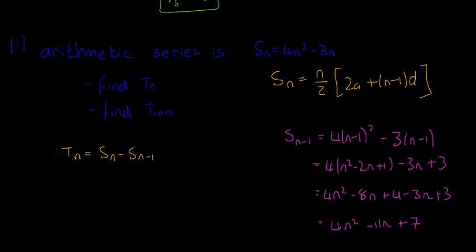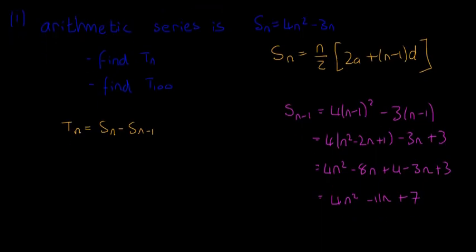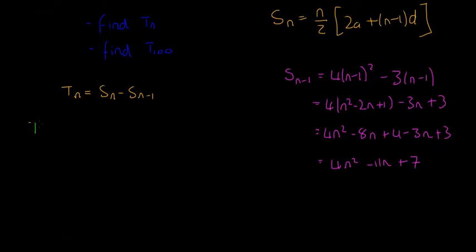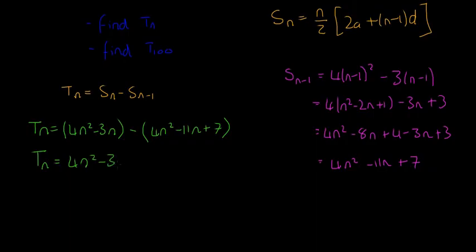So if we want to stick both of those into this equation here, we can find out what t of n is. So I'll go green. I'm going to say that t of n is equal to 4n squared minus 3n, minus this thing here. So 4n squared minus 11n plus 7. So that means that t of n is going to be 4n squared minus 3n, minus 4n squared plus 11n, because minus and minus, and then minus 7. So t of n is equal to the 4n squared, and the 4n squared will cancel because it's plus and minus. So 11n minus 3n is going to be 8n, and then minus 7 is this here.